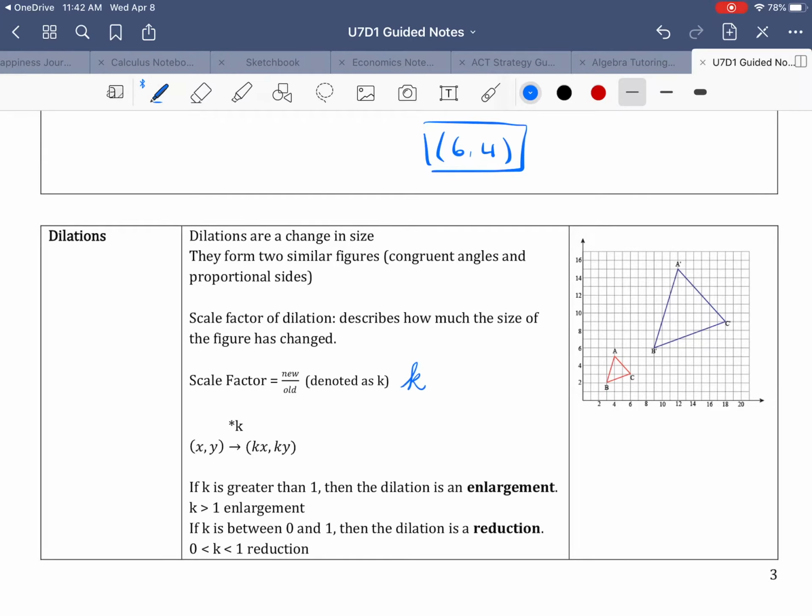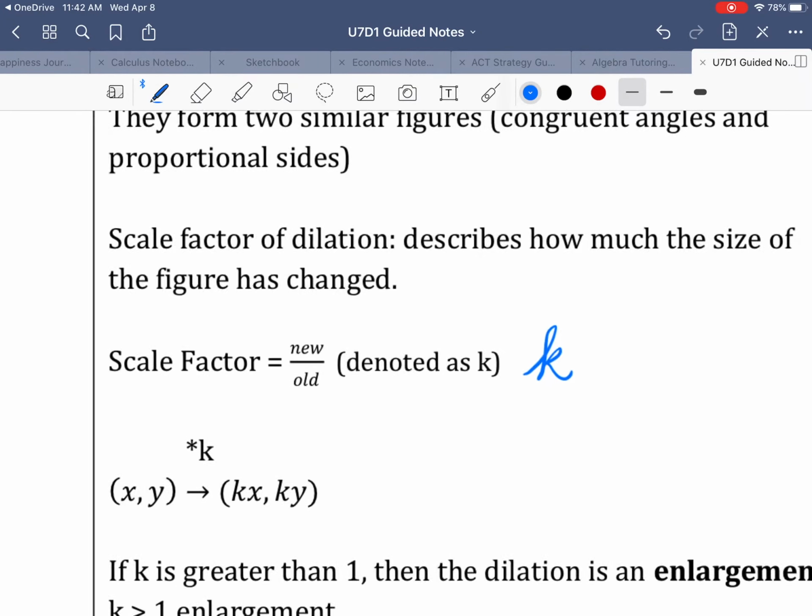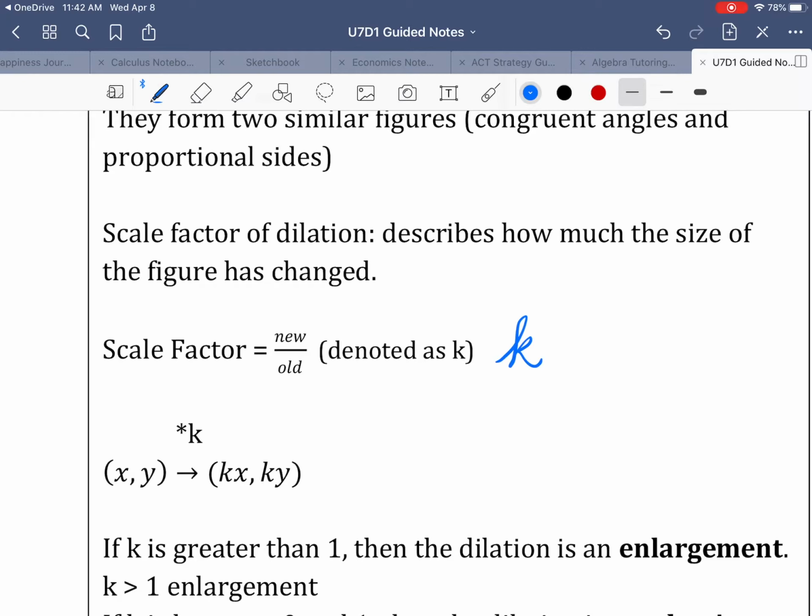All right. The way that we can use a rule is if you have a coordinate point x, y, and you know what the scale factor is, then you can multiply the x and the y by the scale factor and you get your new coordinate point. So again, here, this is our transformation.